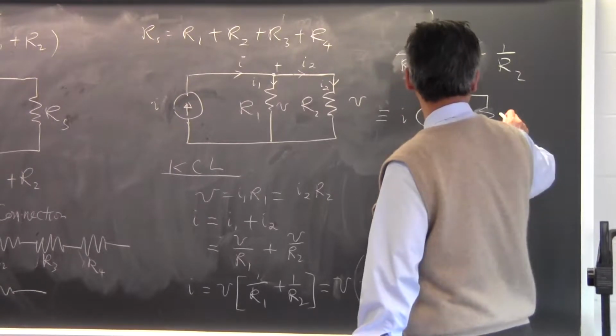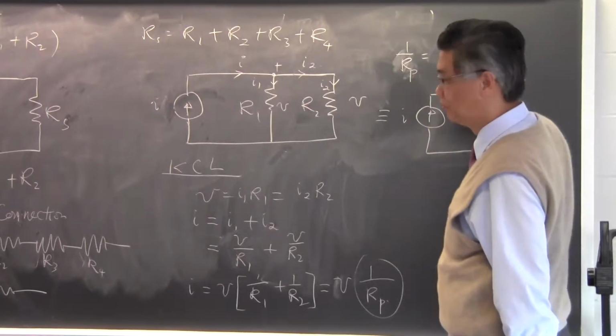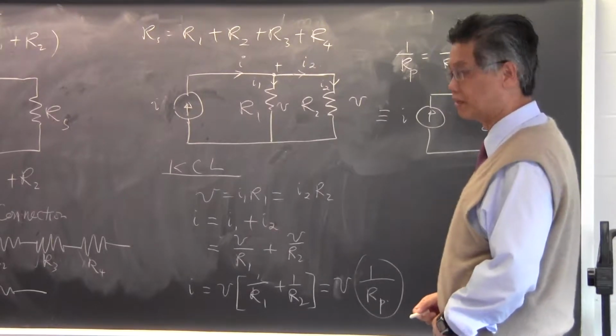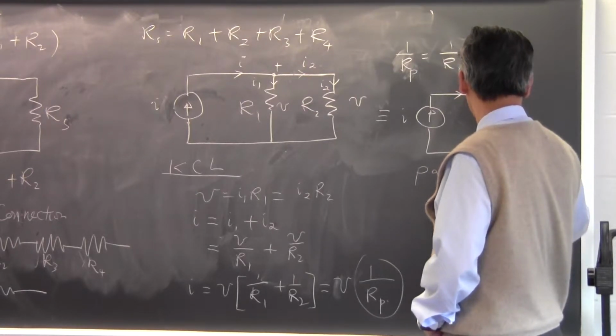And this is the current there, and this is an Rp. And if Rp takes this value, the same current would flow in this circuit over here. This is called a parallel connection.